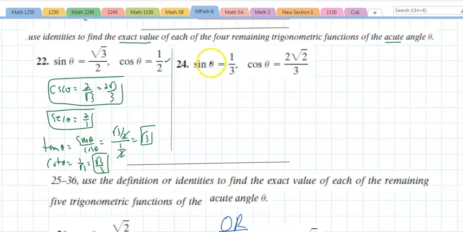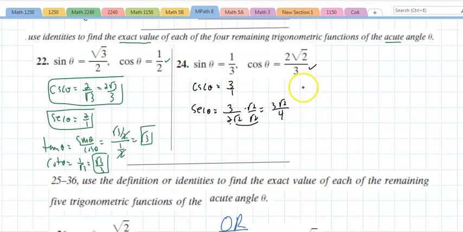The same deal with this problem. I could say that cosecant of theta is simply 3 over 1. Done. I could say the secant of theta is the reciprocal of this, 3 over 2 radical 2. If I rationalize, I'll get 3 radical 2 over. This will be a 2 times 2, that's a 4.